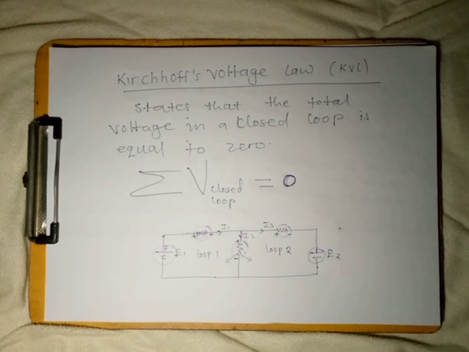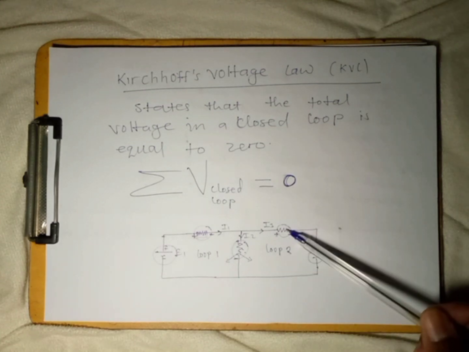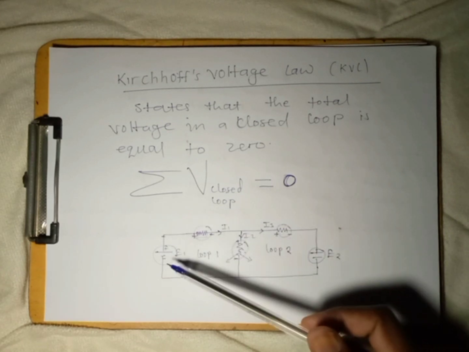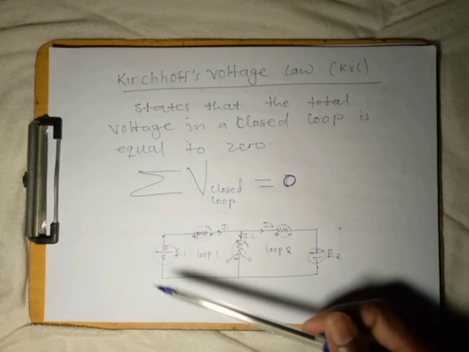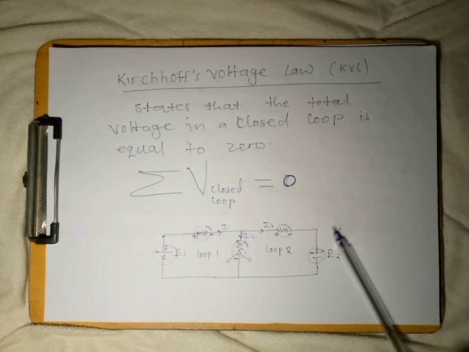But how do you determine the same signs when you are using Kirchhoff's voltage law? How do you determine the signs for the resistor as well as the battery, or the voltage source? How do you determine? Let's try to understand that now.